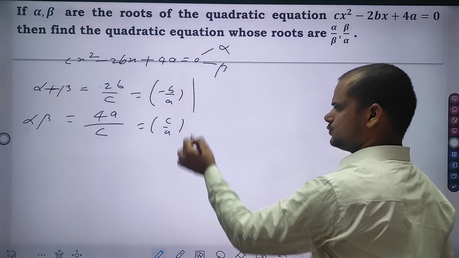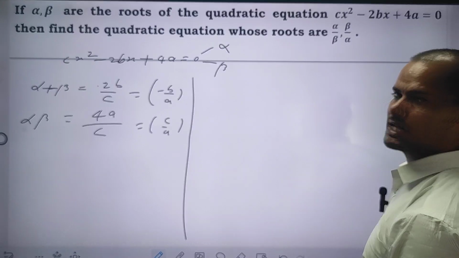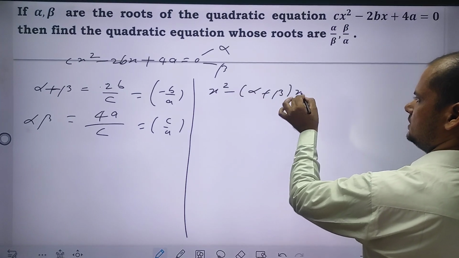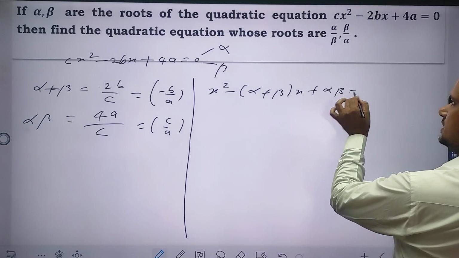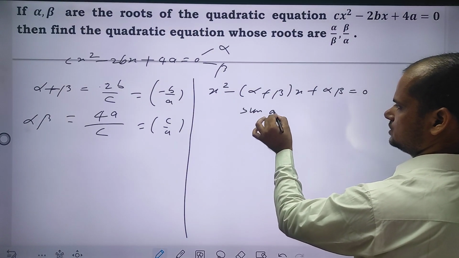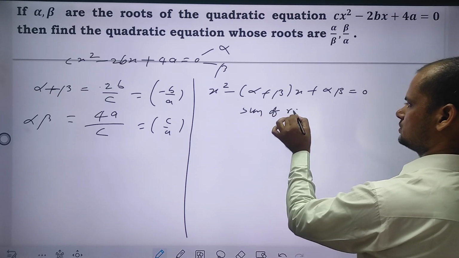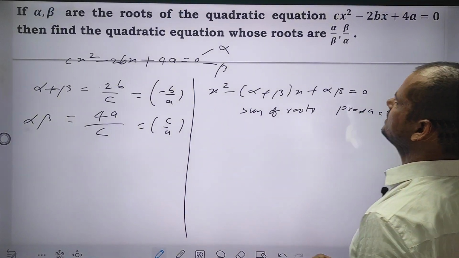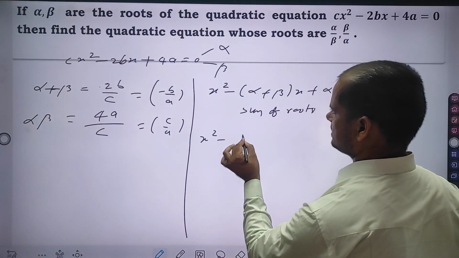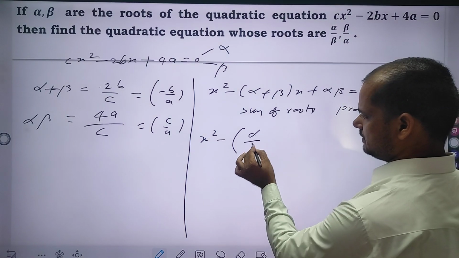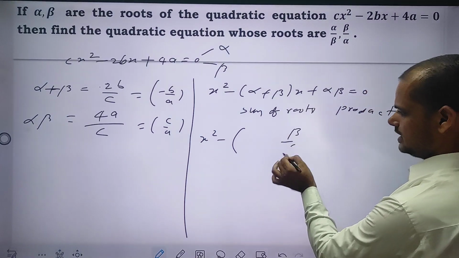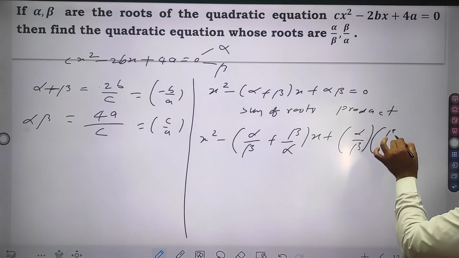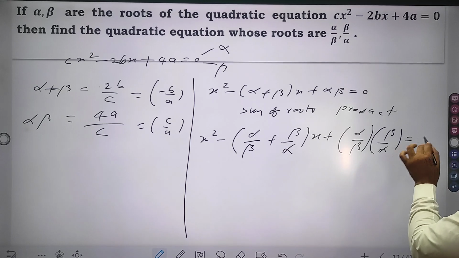Now if we have the quadratic equation whose roots are alpha and beta, that can be written as x square minus (alpha plus beta) into x plus alpha into beta equal to 0. It means this is the sum of roots, and this is the product of roots. So we can write the new quadratic equation as x square minus (sum of roots, alpha upon beta plus beta upon alpha) into x plus alpha by beta into beta by alpha equal to 0.